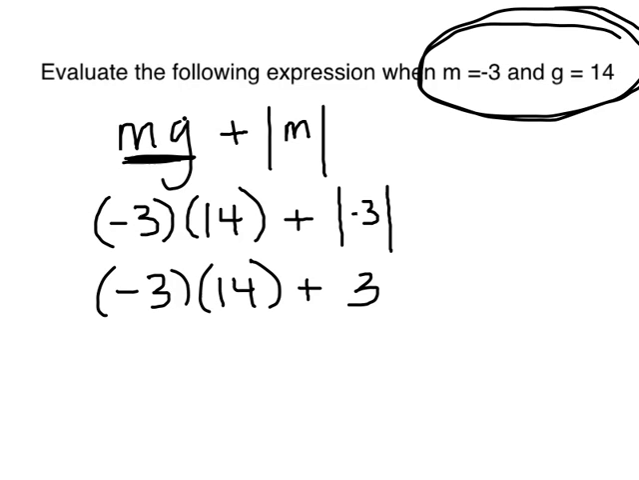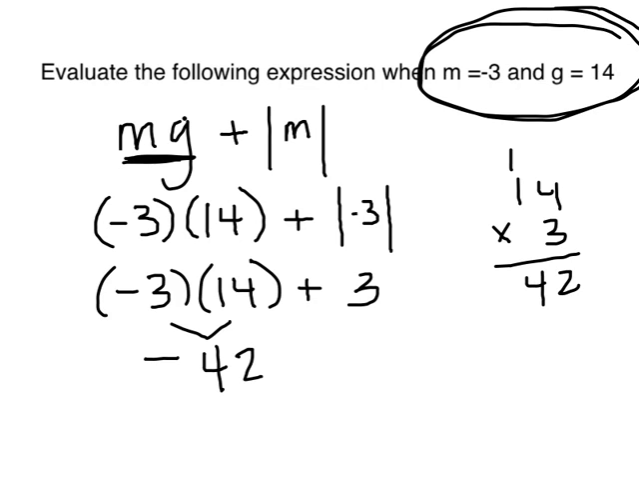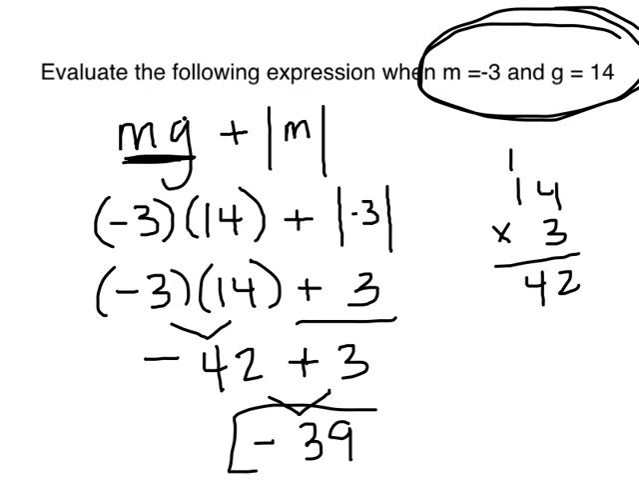Follow order of operations. -3 times 14. Well, a negative times a positive is a negative, and over here I'm going to work out 14 times 3. That's 42, so I have -42. Bring down what I haven't used yet, plus 3. -42 plus 3. If the signs are different, find the difference. This gives me -39. So the value of mg plus the absolute value of m was -39.